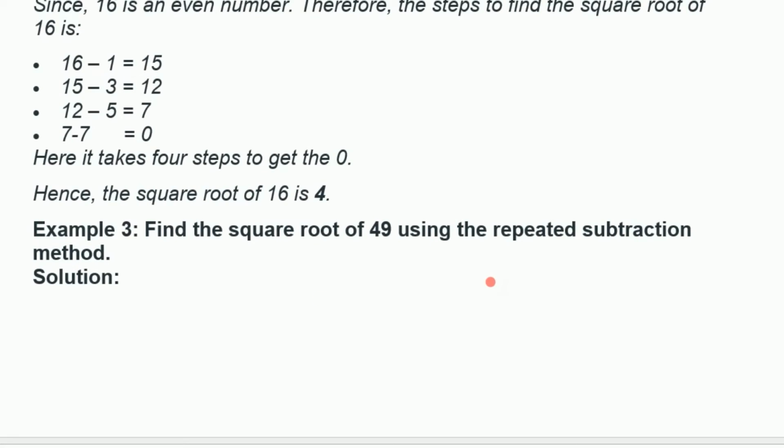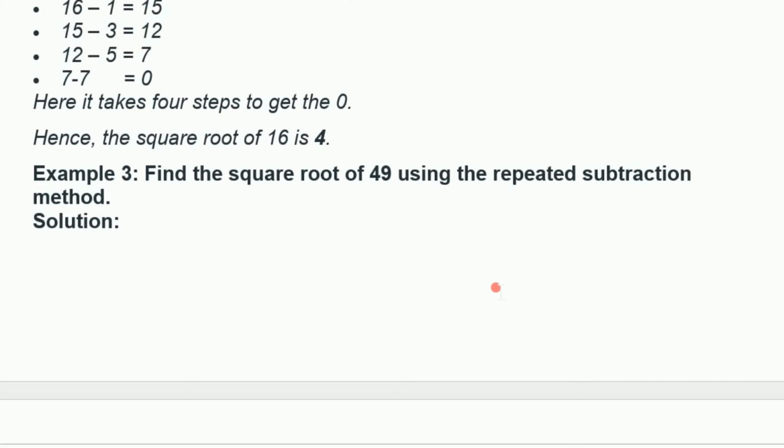Now find the square root of 49 using the repeated subtraction method. This I will leave to you. Just try to find it out.